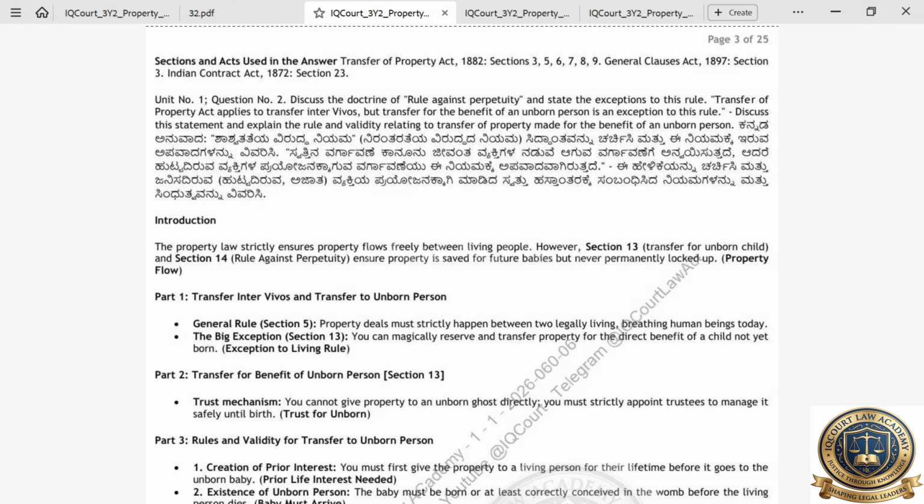Explain the rule and validity relating to the transfer of property made for the benefit of an unborn person.